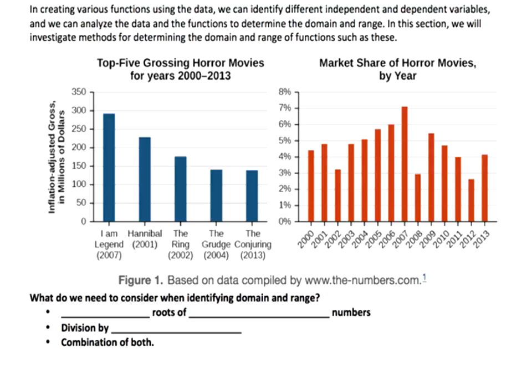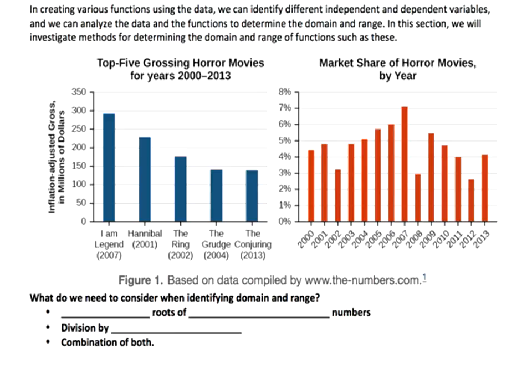information. So in creating various functions using data, we can identify different independent and dependent variables. Remember, domain is your input or your independent variables, which usually corresponds to an X value, and your range is your output or dependent variables. And we can analyze the data and the functions to determine what their domain and ranges are. In this section, we're going to be looking at different methods for determining these things.